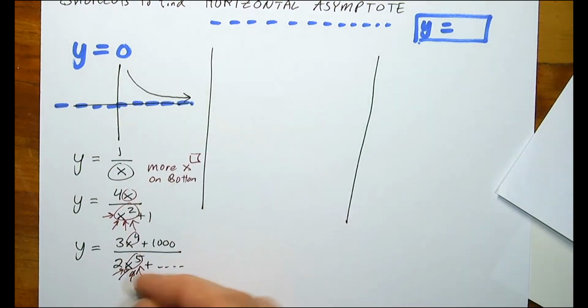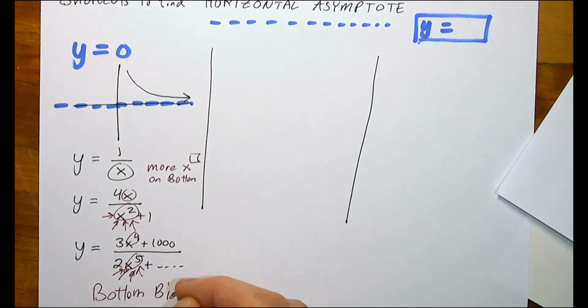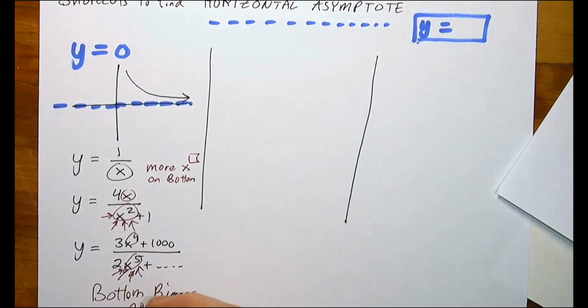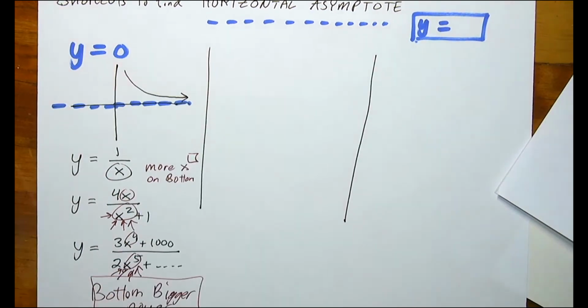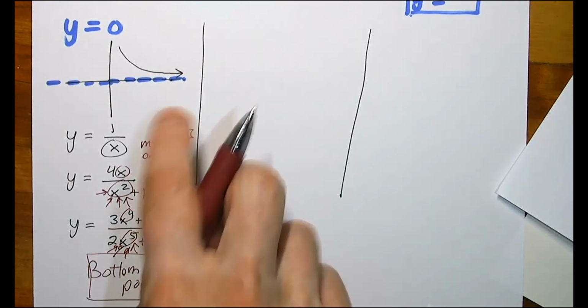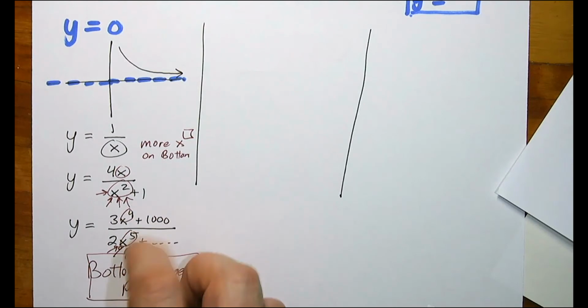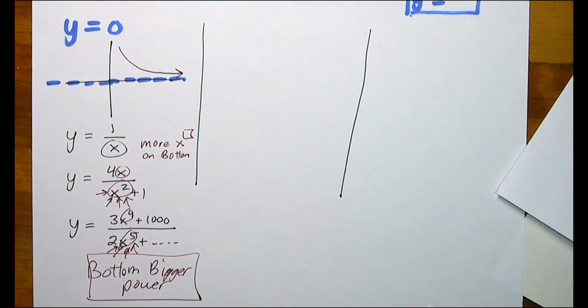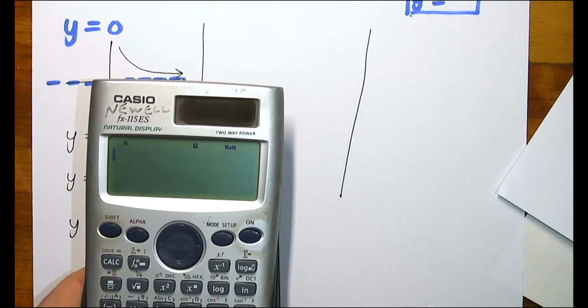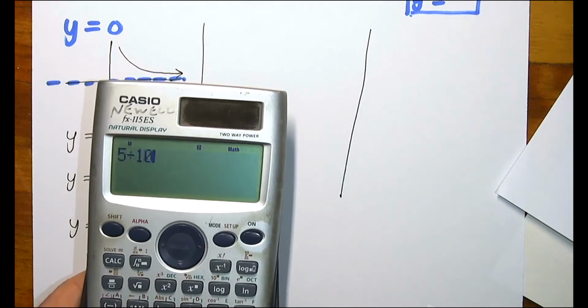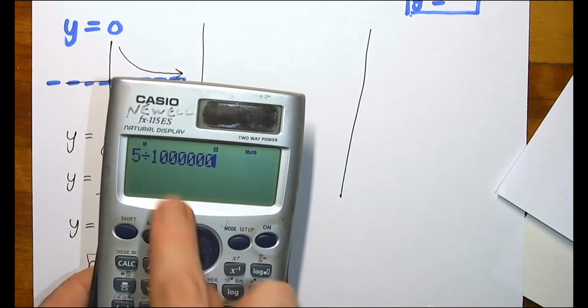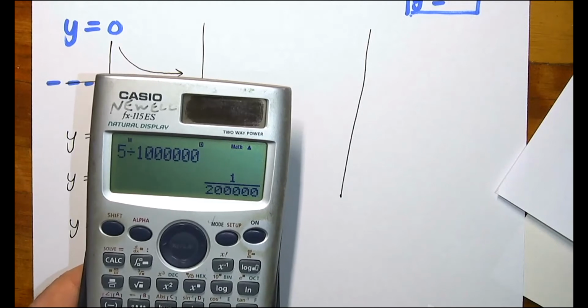So if the bottom has a bigger power, the graph heads to 0. You'll see that the bottom's a bigger power, it heads to 0, because if you ever have a bigger number on the bottom, if you have 5 over a big number, when the bottom's a bigger number, what does the answer head towards?